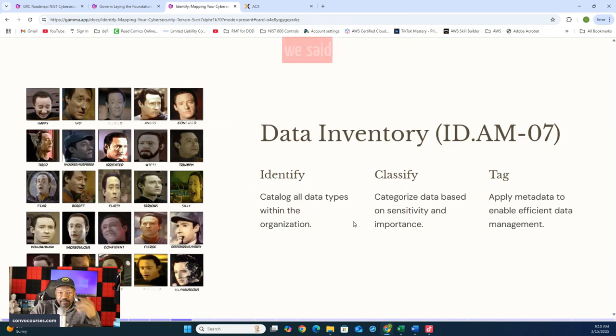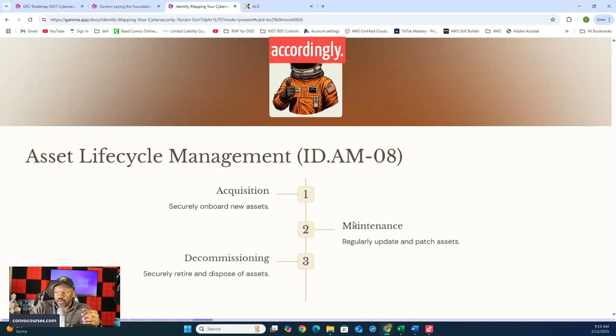Data inventory is, like we said before, classifying the information, identifying, tagging the information, knowing what data goes with what mission essential functions, and then protecting them accordingly.